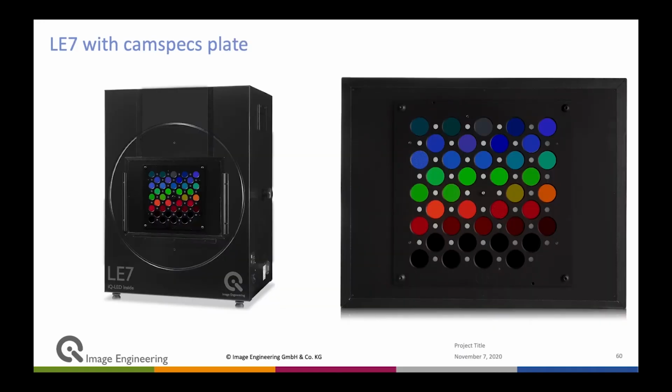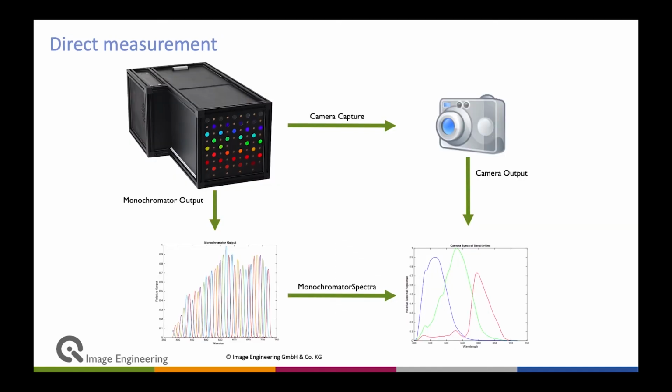But for that, we now have the ChemSpecs plate. That is the same filters as you have in the ChemSpecs Express, just mounted so that you can put them into an LE7 light source. The LE7 is based on the IQ-LED technology, and so it is really made for production line. It's stable, it can recalibrate itself and so on. So with that setup, you can really go on a production line and test the spectral sensitivity with a single shot.